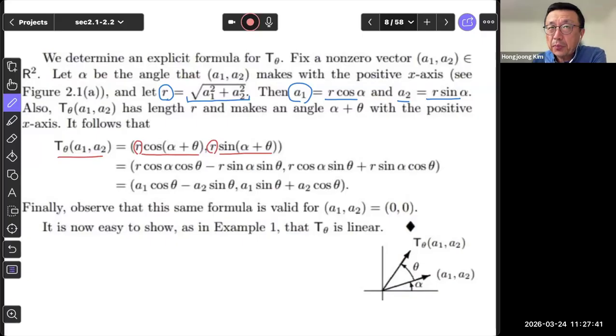Now, if I expand cosine alpha plus theta, you get cosine alpha cosine theta minus sine alpha sine theta. That's what you learned in trigonometry. And in case of sine alpha plus theta, when that is expanded, you get cosine alpha sine theta plus sine alpha cosine theta.